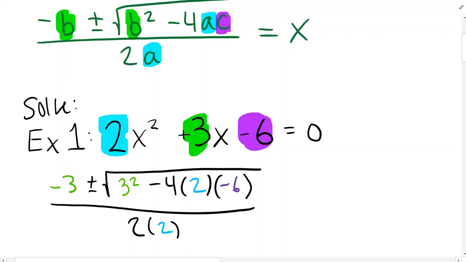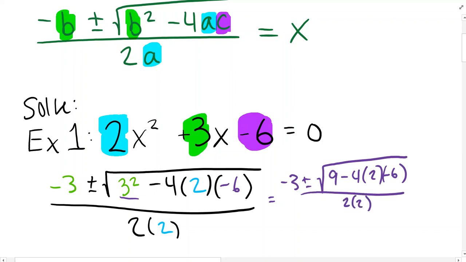You can see I'm just taking the coefficients from my equation and plugging them into the formula, and then I'm going to simplify this down using order of operations. I'm going to do my square first, and I'm going to simplify everything inside the square root before I try to take anything out. So I'm going to have minus 3 plus or minus the square root of 3 squared, which is 9, minus 4 times 2 times negative 6, all over 2 times 2.